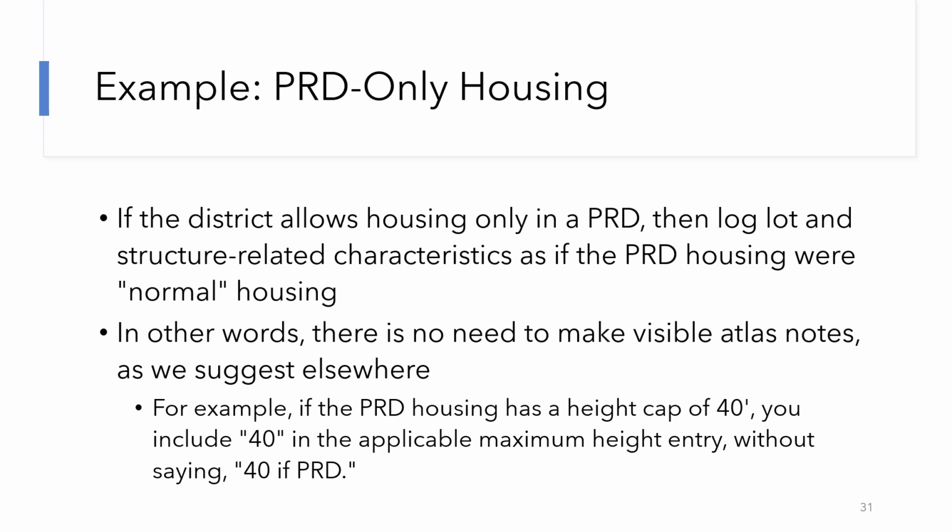If a district only allows housing in a PRD, whether it's a mixed-use district or a PRD-only district, then you're going to log lot and structure-related characteristics as if PRD housing were normal housing. In other words, there's no need to make visual notes or add in any text to explain the height limits, setbacks, etc. For example, if the PRD housing has a height cap of 40, you simply write 40 in the maximum height field. You don't need to say "40 if PRD."